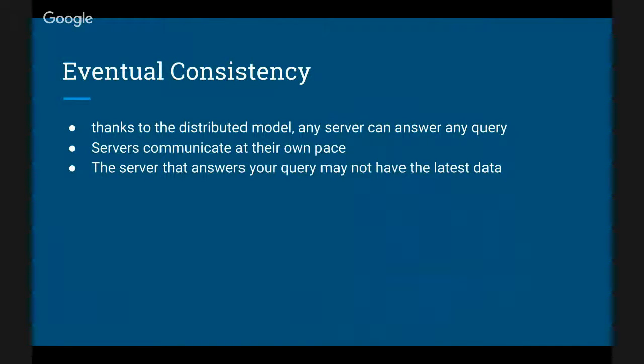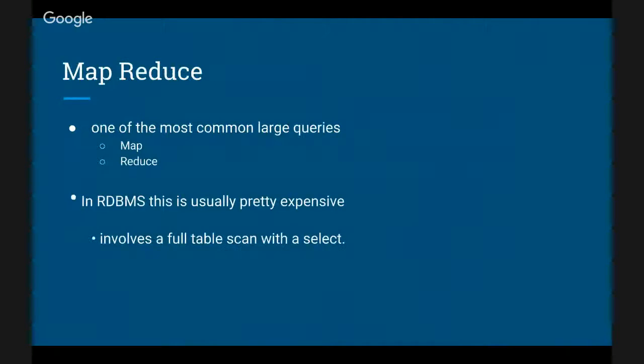Eventual consistency is something that must be obtained. Thanks to the distributed model, any server can answer any query. Servers communicate at their own pace, and the server that answers your query may not have the latest data.